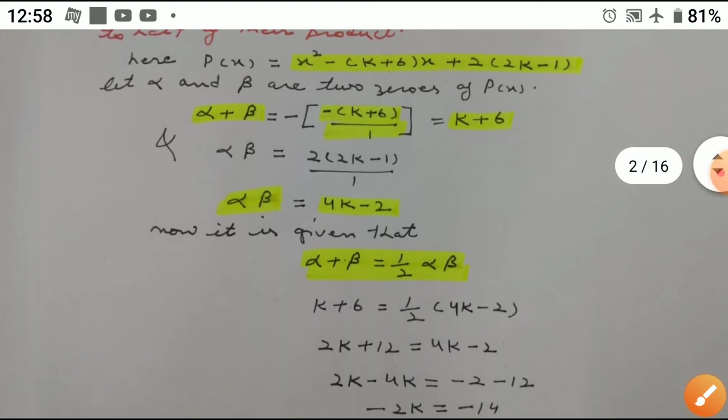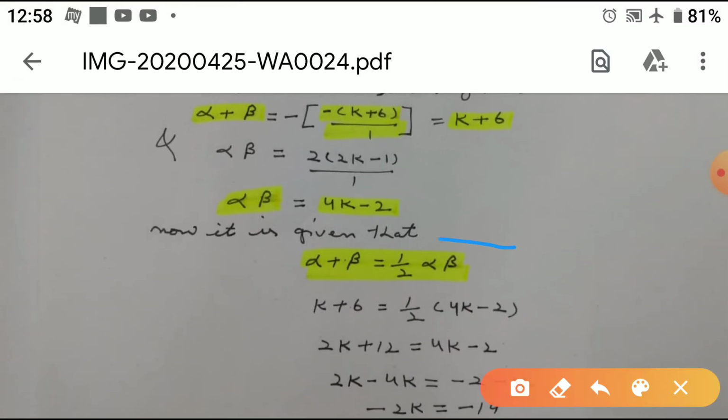Now it is given that this is the condition given, the sum of zeros is equal to half of the product.